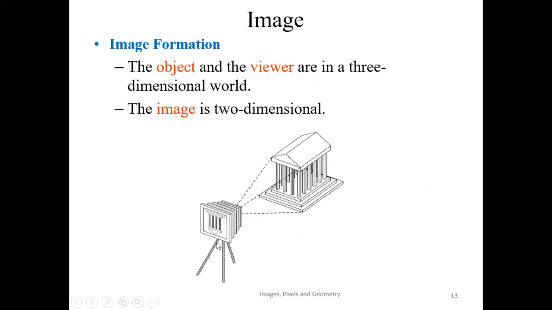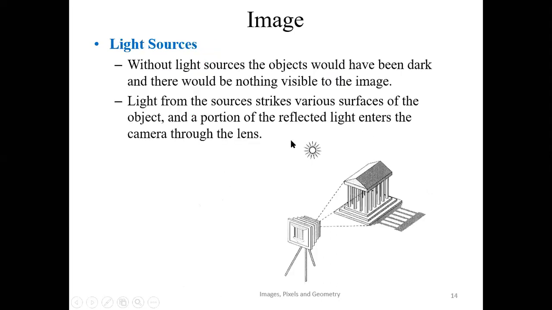Suppose this is a camera and you are taking the image. It depends on the viewing angle, and also on the light source. You see here, if the sun is on this side and you take the image from this side, you will have a dark side here. Without light sources, the objects would have been dark. There would be nothing visible in the image.